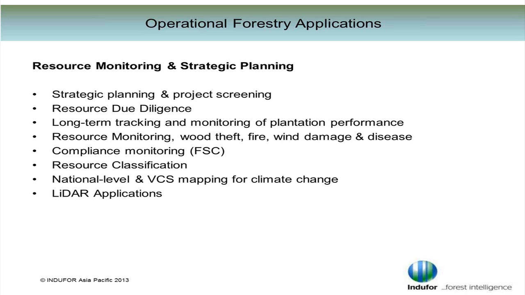So maybe first I'll cover off what type of activities we use satellite imagery for, and essentially these can be classed into two areas: strategic planning and due diligence. So that's where you maybe have less information about a resource and you use satellite imagery to improve the information base that you have. In forestry, that can be working in a number of countries across Asia Pacific, South America, and also Africa. The other aspect is long-term tracking and monitoring of plantation performance, or even natural forest areas.